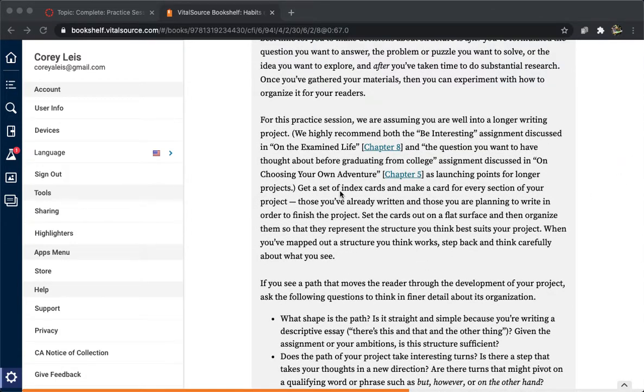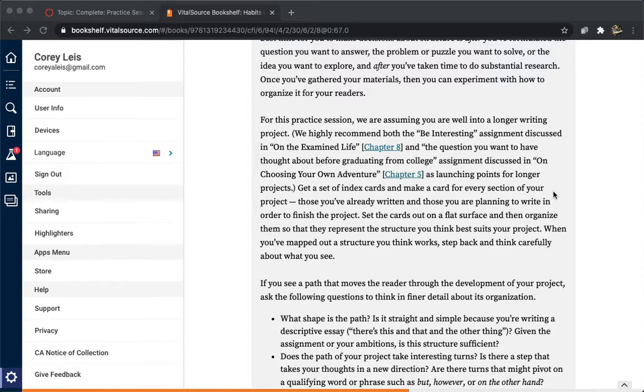So you can use index cards, flashcards, or if you have post-it notes, or you could just cut up pieces of paper. You don't need to necessarily have flashcards or post-it notes. Rip out a couple of sheets of notebook paper, cut them out into cards. Now when they say for each section of your project, I'm going to recommend that you think about paragraphs. Paragraphs are designed to organize the different sections of a given writing project, right? So use your paragraphs as those sections.